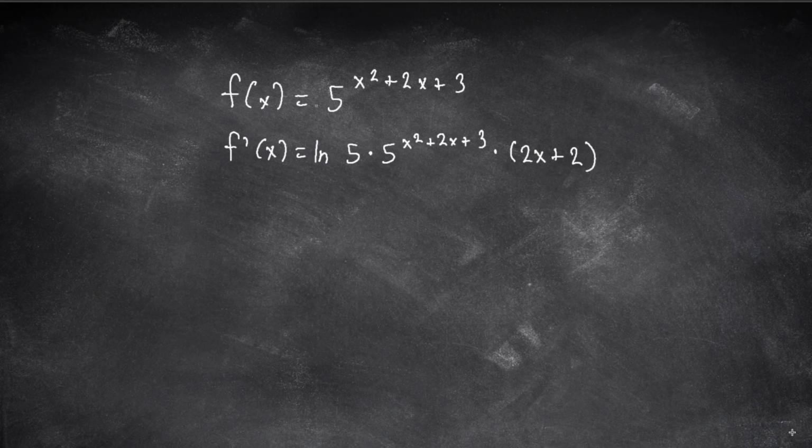So overall, our derivative for this function is natural log of 5 times 5 to the power of x squared plus 2x plus 3, multiplied by 2x plus 2. Sorry if this looks a little bad, because I want to be clear about this. It's 2x plus 2. This is not inside the exponent. This is outside of it, so we're multiplying like this. Even though we're chaining in the exponent, it's always going to get multiplied outside.